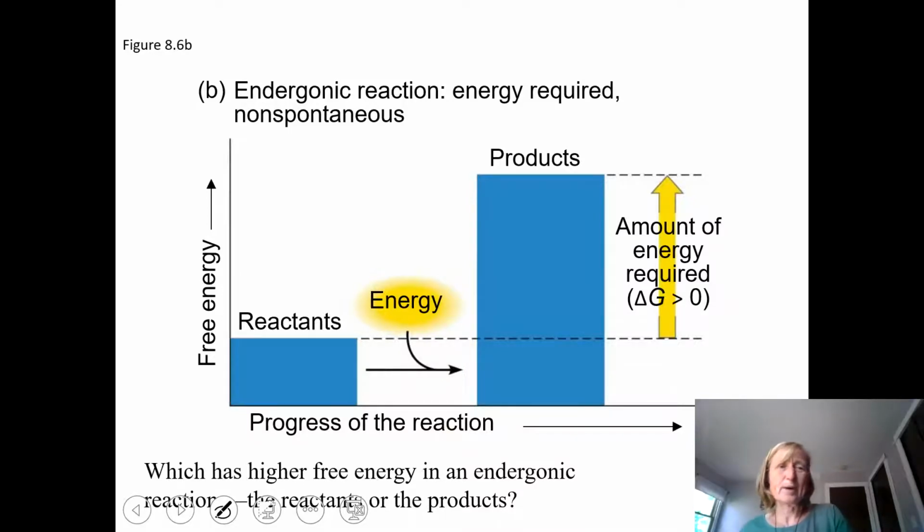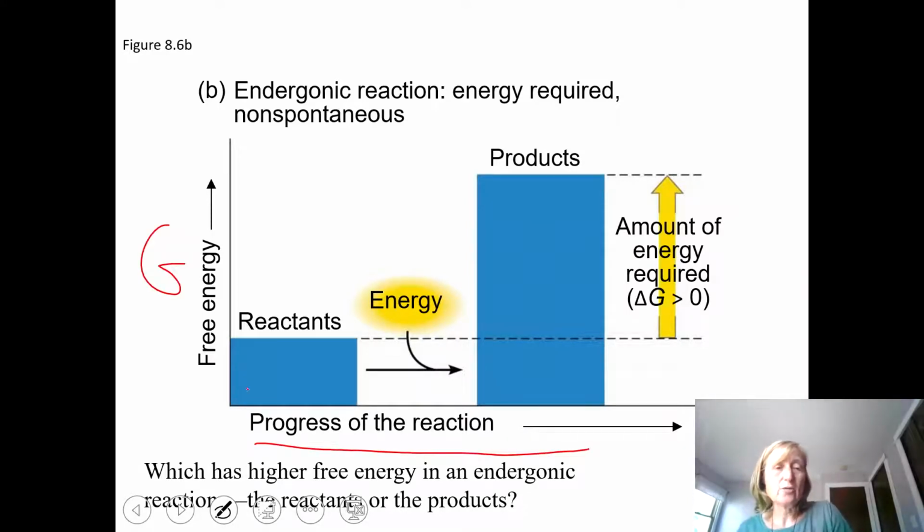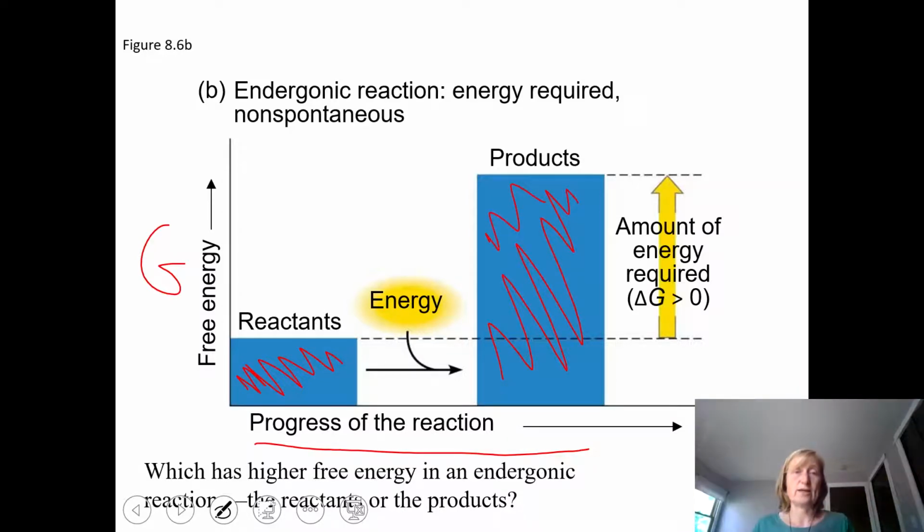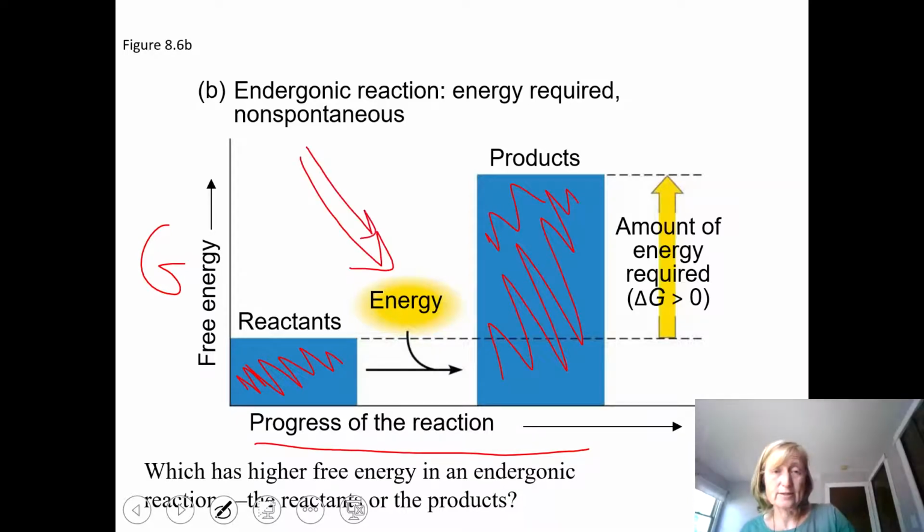Okay. I like the bar graph. This is my favorite way to think about exergonic and endergonic reactions, because I can just picture it and I know what's going on. So here we're looking at free energy and the progress of the reaction. Our reactants here have low free energy, and our products are much less stable, much higher free energy. Well, in order for this reaction to happen, we have to add free energy here in order for the reaction to happen. That's the amount of energy that's required.